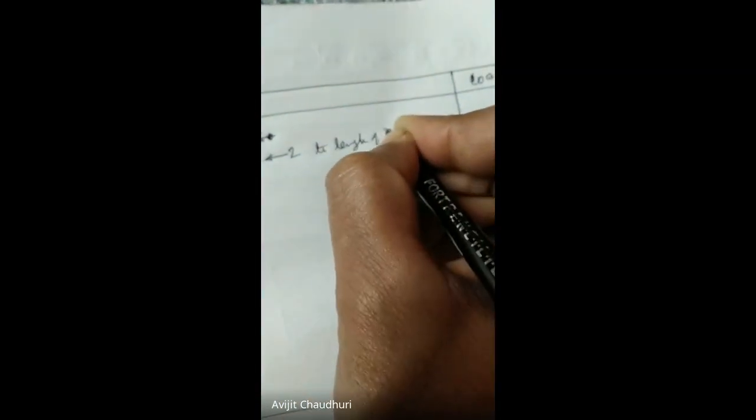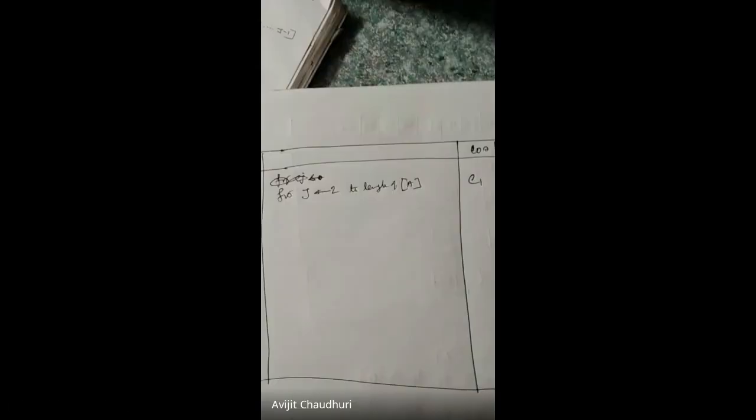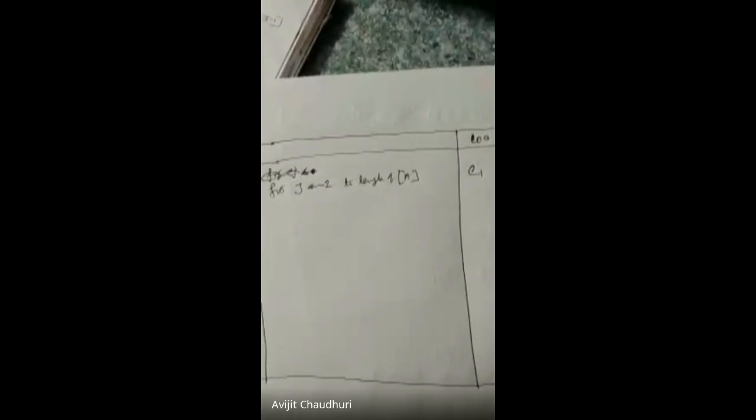Now the first step was: for j equal to 2 to length of A. Suppose the cost is C1, I am arbitrarily taking a constant value, and this step will continue n times. J equal to 2 to length, so actually it will take n minus 1 times, so it can be taken as n, no issue.